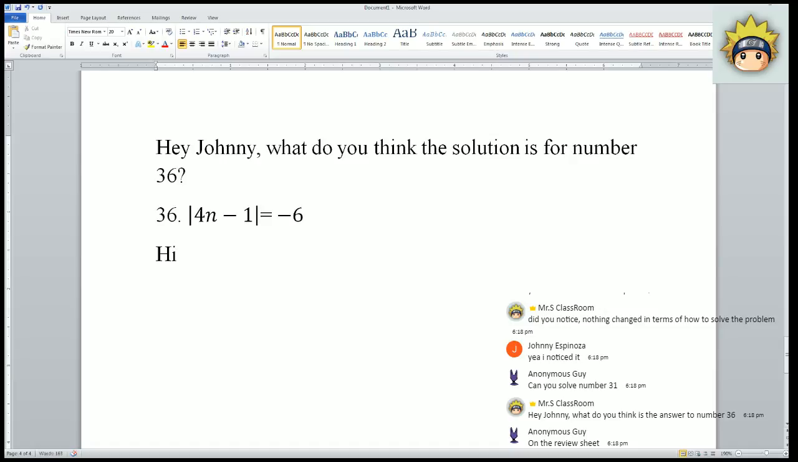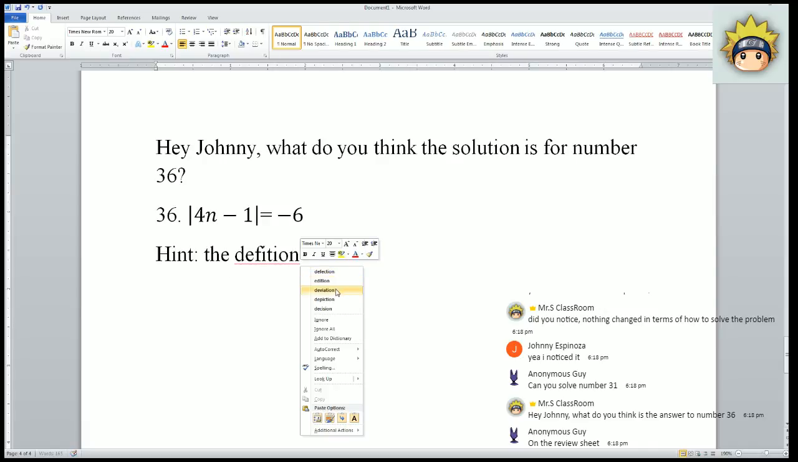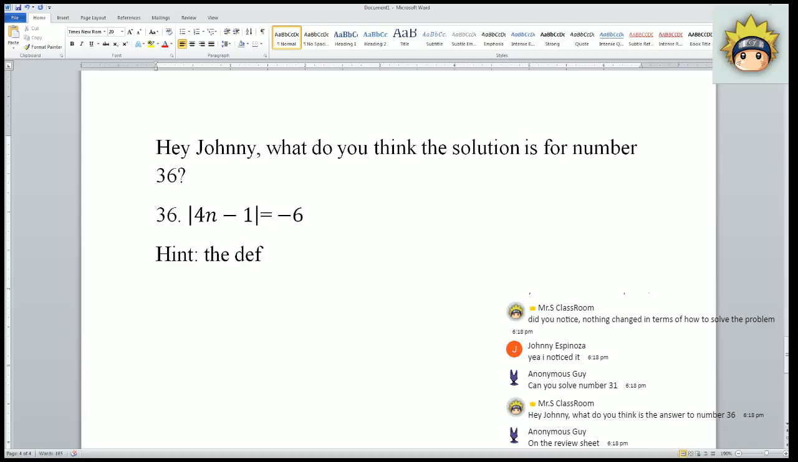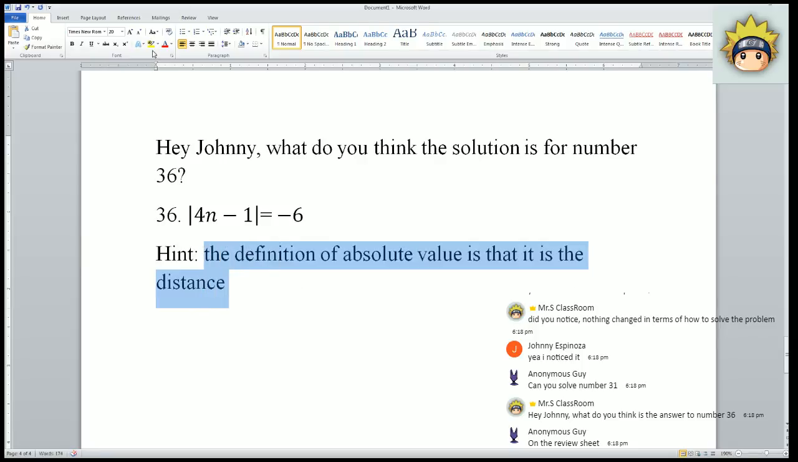Let me give you a hint. The definition of absolute value. Let's see if Johnny gets this. Come on, Johnny. Johnny, you're still here, right? Come on, give me that answer. And we'll do number 31 after this.